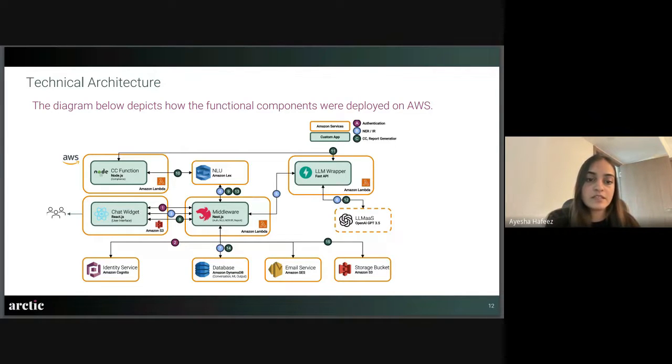The middleware is integrated with the LLM wrapper here and the NLU engine, which is implemented as Amazon Lex. And this is responsible for redirecting the conversation based on the machine learning outputs. Both the middleware and the LLM wrapper are deployed as a Lambda function, such that we can scale up those components based on usage. The LLM wrapper is then connected to an external LLM as a service. In this case, we use GPT 3.5, but this could be switched out with any other third-party service or internally hosted LLMs.